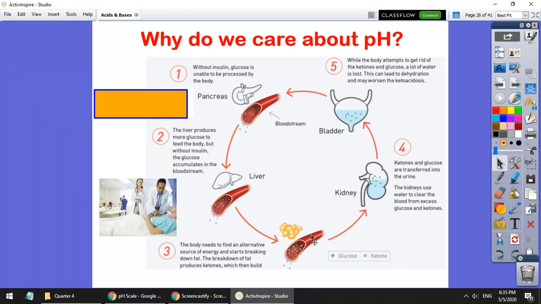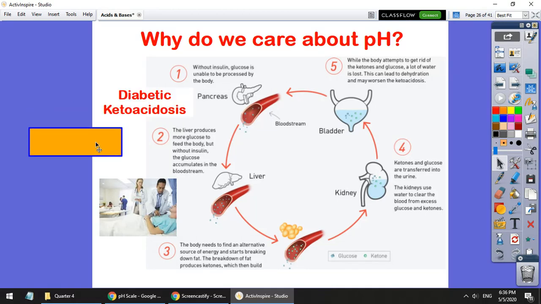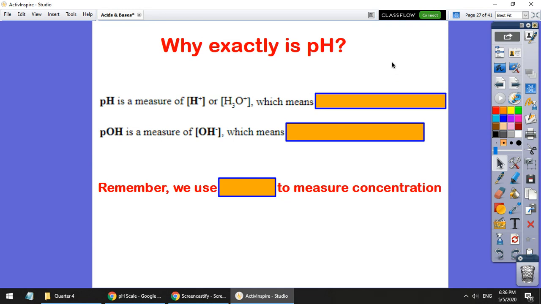In fact, this process, or some kind of ketosis, may start to happen on a small scale if you go too long without eating, or if you're on a very low carbohydrate diet. But in some people with diabetes, this process can go out of control, and their blood becomes very dangerously acidic. We call this diabetic ketoacidosis. And if a doctor suspects that a patient is experiencing this, he or she may need to do a pH test.